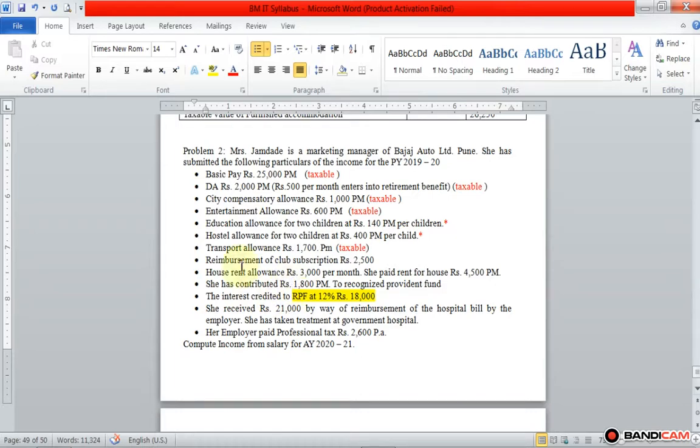Then reimbursement of club subscription. The employer has reimbursed the club subscription of the assessee, so it is taxable. Okay, it is taxable.